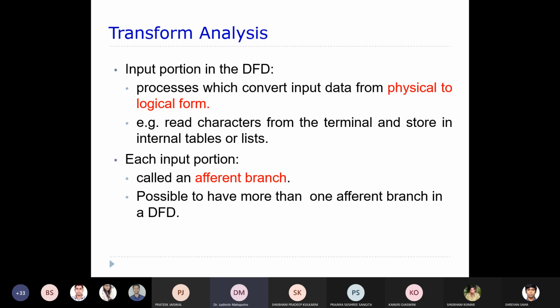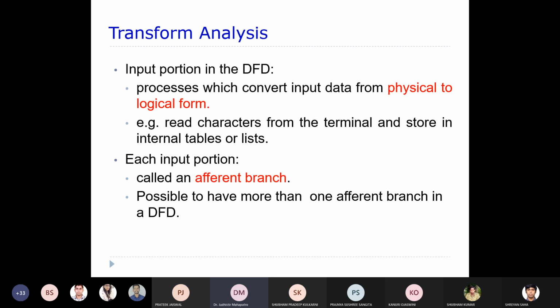As part of your input portion, you try to identify the processes which convert your input data, which may be in physical form, the actual input data that you take from the user, into a logical form.